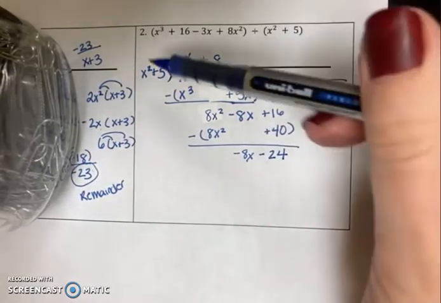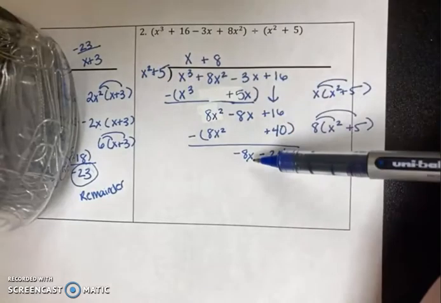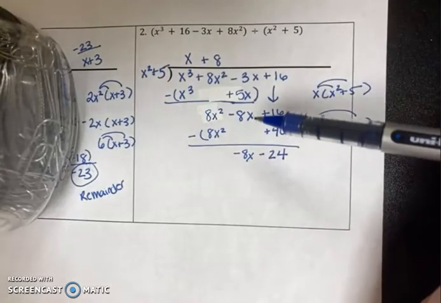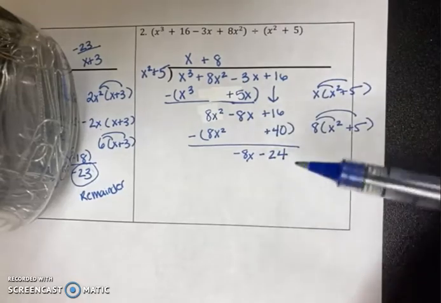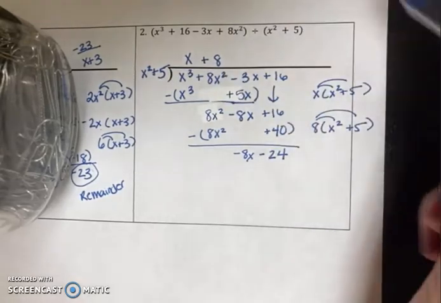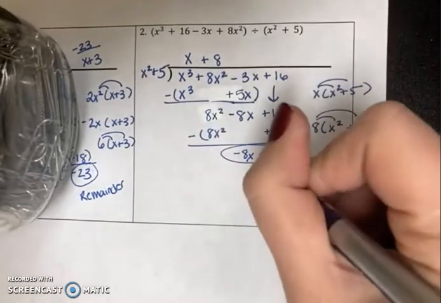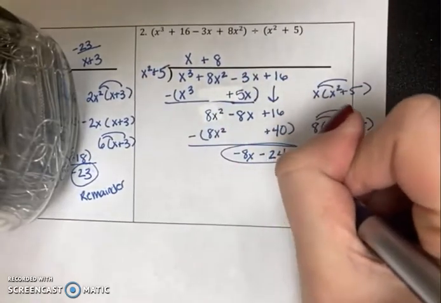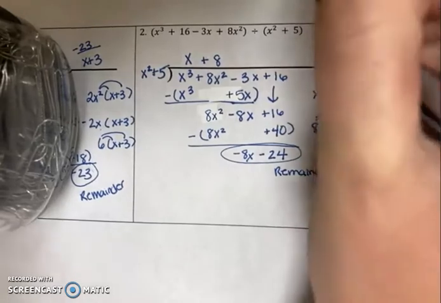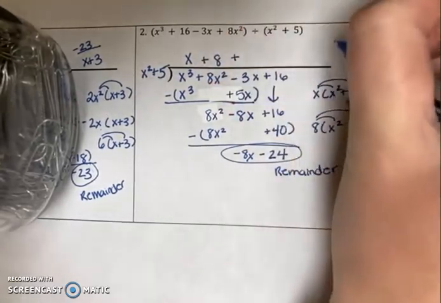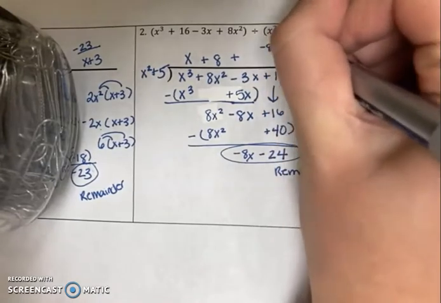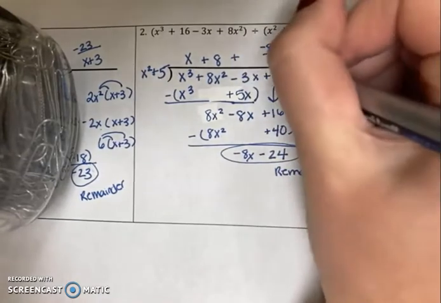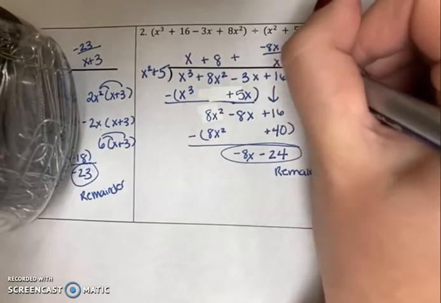So now I have x squared, and it cannot become an x. So notice how I always stop when I hit the power below what it should be. So I'm just going to have this be my remainder, meaning I have plus, we write our remainder over our divisor, so a negative 8x minus 24 all over my divisor of x squared plus 5.